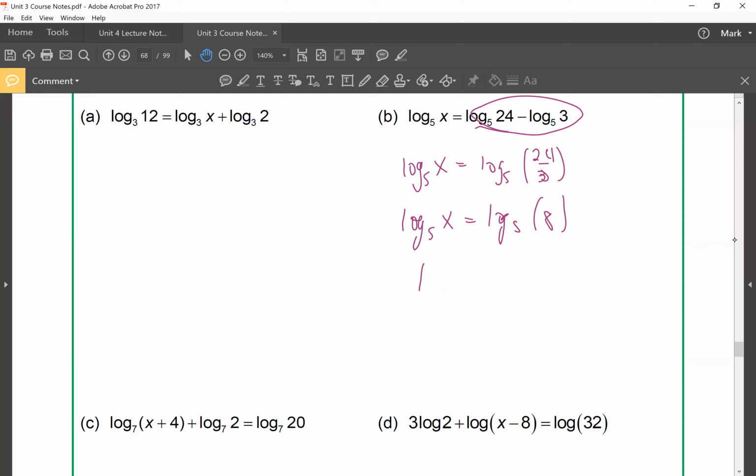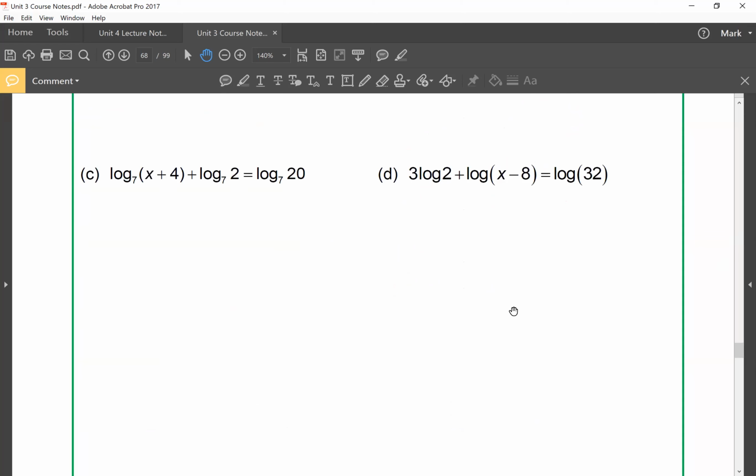Then you can get rid of the logarithms. x equals 8. Done. Easy. All right, what about C? log base 7 of (x plus 4) plus log base 7 of 2 equals log base 7 of 20.